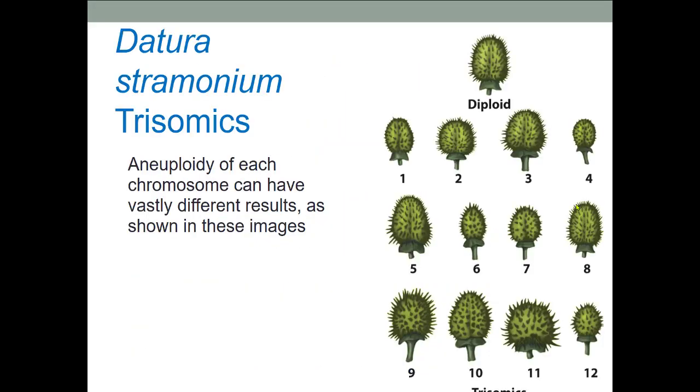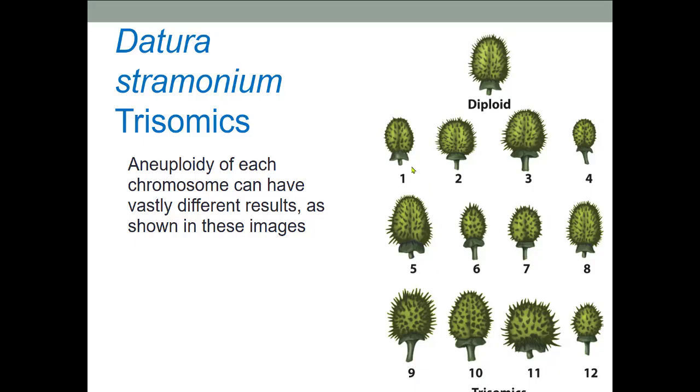Studies have been done in lots of different organisms. And this is one, Datura, that you will see. And I want to just sort of preface this a little bit. When you read in the textbook, they'll talk about this thing. This is the seed pod from this plant. It's sort of a spiky little green thing. It's normally a diploid plant. And so up at the top, they show you what a normal seed pod should look like. And then each of these pictures is showing you a trisomy of that one chromosome.